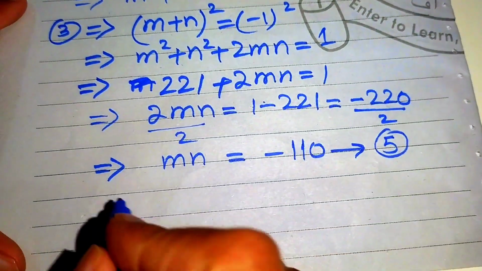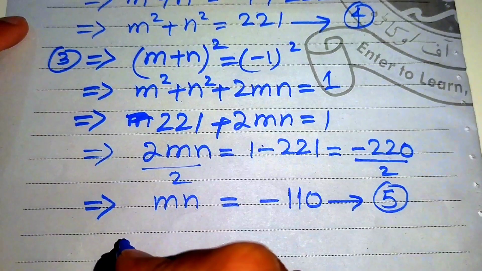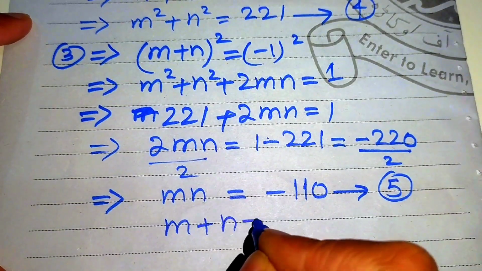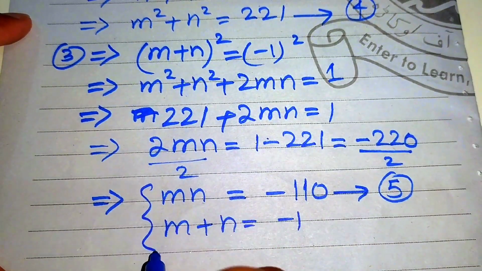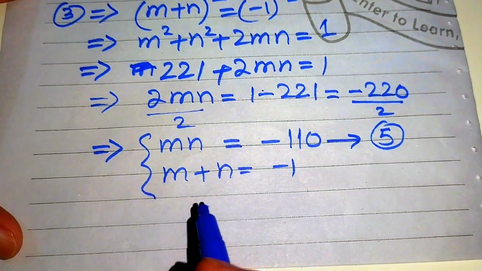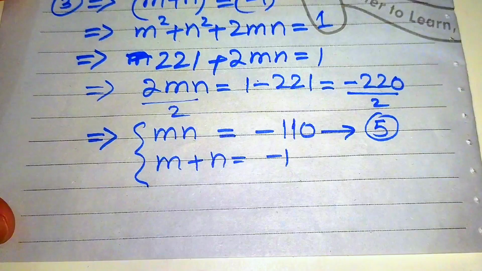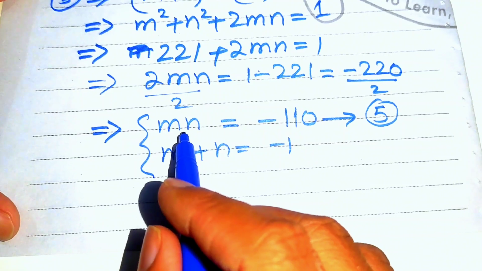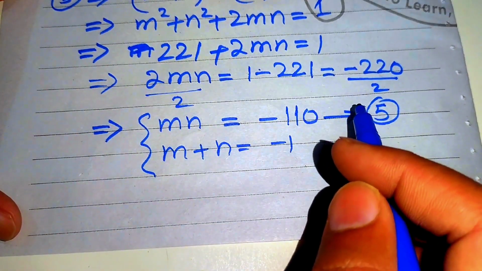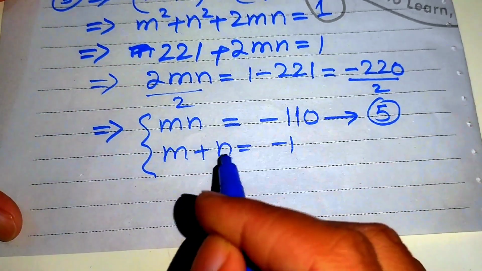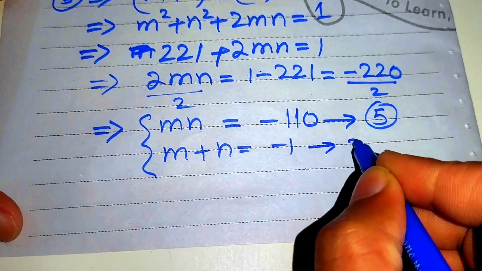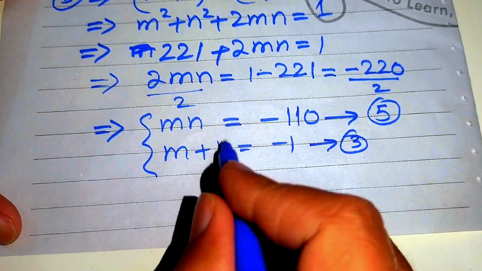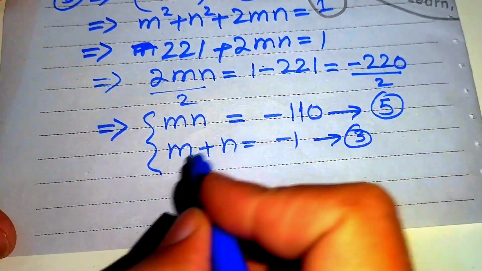So here we just write down equation number 3. Our equation number 3 is m plus n equals minus 1. So now we solve these two equations and find the value of m and n. We can find the value of m or n from equation number 5 and substitute it in equation number 3, or we can solve equation number 3 to get the value of m and put it in equation number 5.